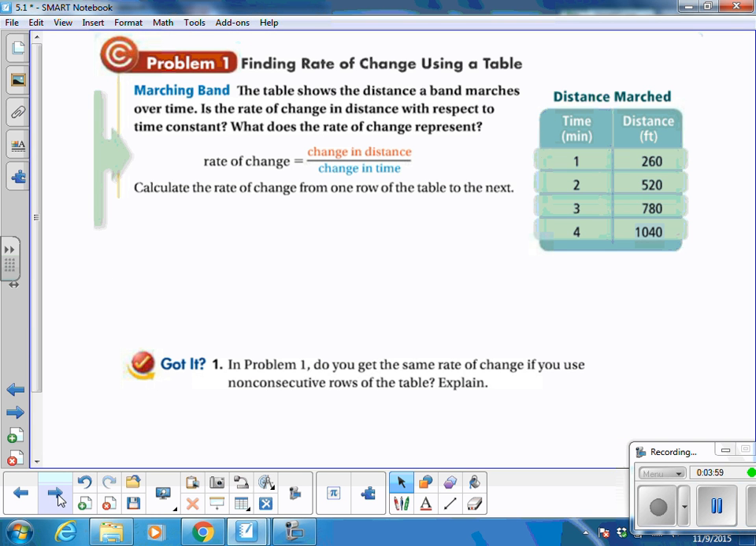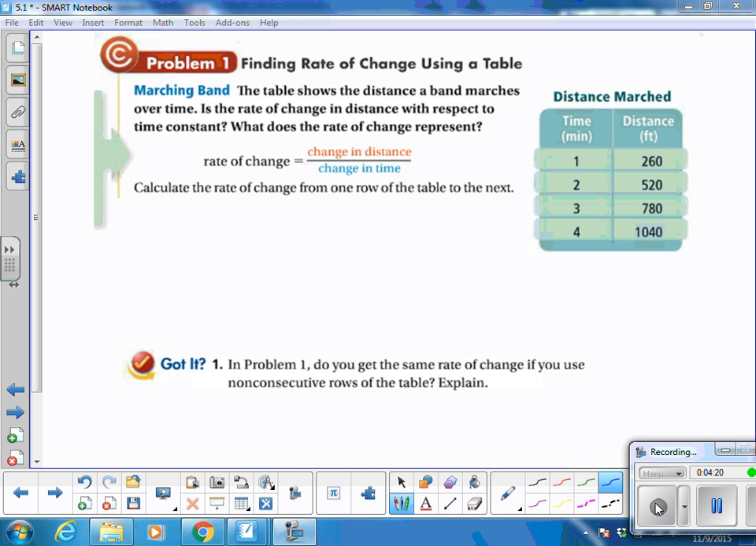The table shows the distance a band marches over time. Is the rate of change in the distance with respect to the time consistent? What does the rate of change represent? So we've got to look at the rate of change of the change in distance and the change in time. I'm going to calculate that right here.